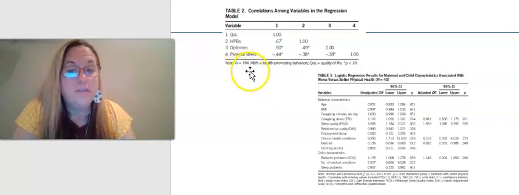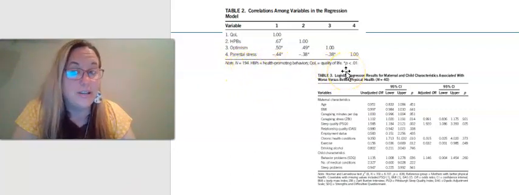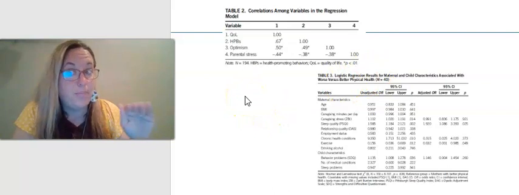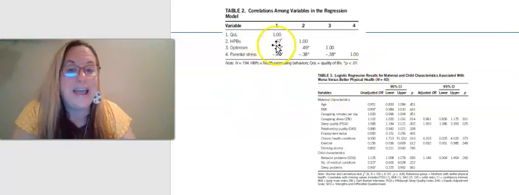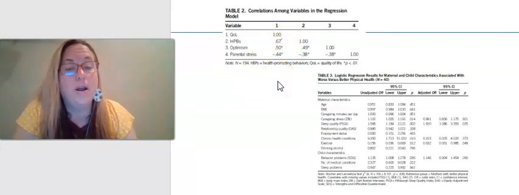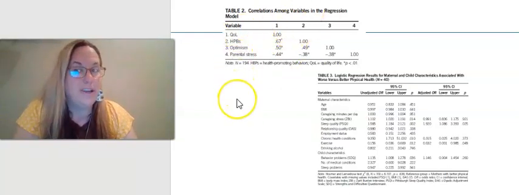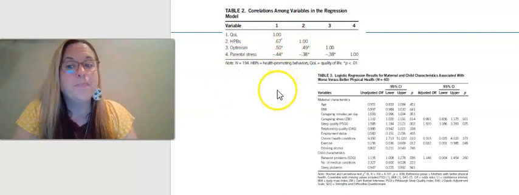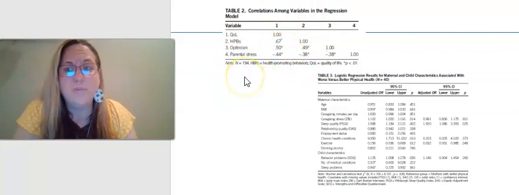So this footnote down here tells us that the asterisk means that the p is less than 0.01. That must have been that study's cut point. So anything that has an asterisk beside it means it was statistically significant. I'm not going to go through this whole table, but in a lot of nursing studies that you look at, you'll see correlation matrices like this. These are typically non-experimental studies, but they could be experimental studies as well.